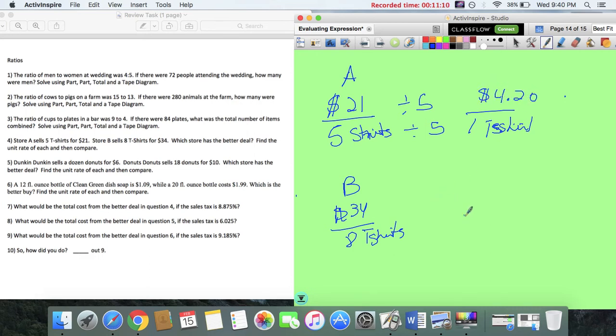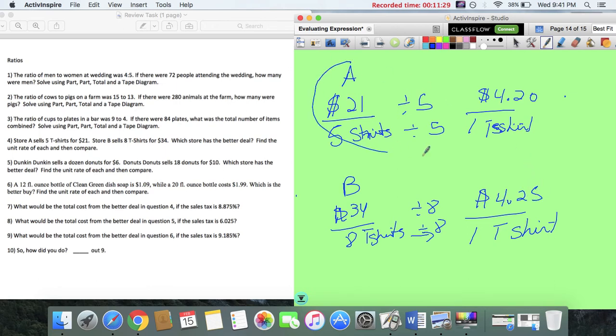Now the bottom store, again, I'm going to find out what one t-shirt costs. So the bottom divided by 8, and the top divided by 8. 34 divided by 8 is $4.25. Very close. Still, the better deal is Store A, because one t-shirt is $4.20 and at Store B one t-shirt is $4.25. Not by much, but A is still the better choice.